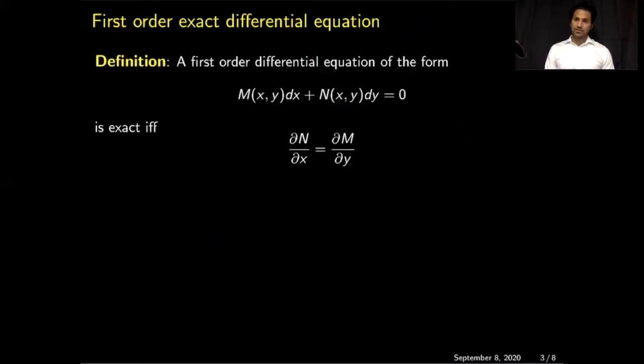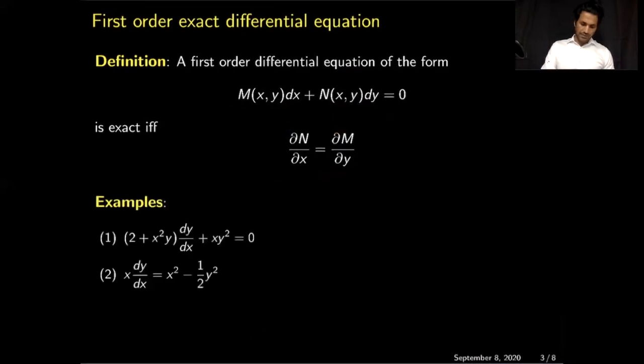Here is the definition of an exact differential equation. First you have to write the differential equation in this form: M dx, where M is a function of x and y, which is the coefficient of dx, plus N dy is equal to 0. Once you write the differential equation in this form, if the partial derivative of the coefficient of dx with respect to y is equal to the partial derivative of the coefficient of dy with respect to x, then we say that the differential equation is an exact differential equation.